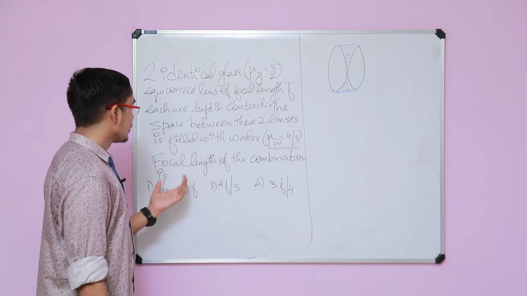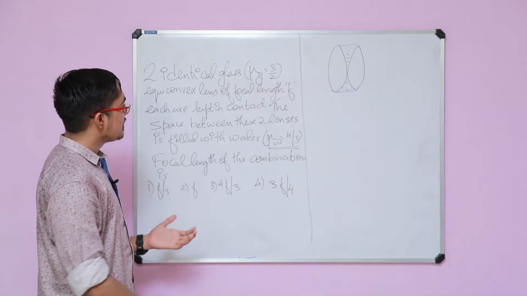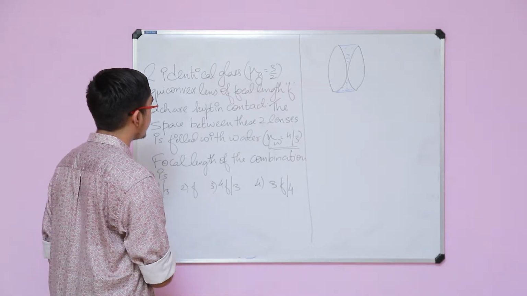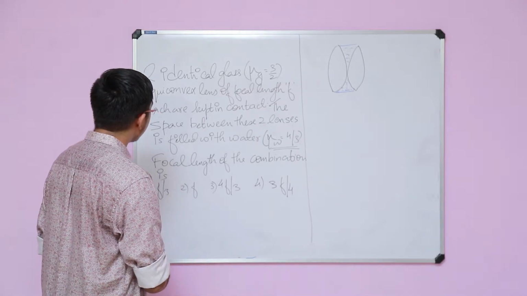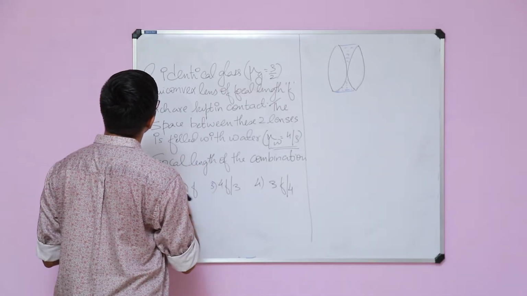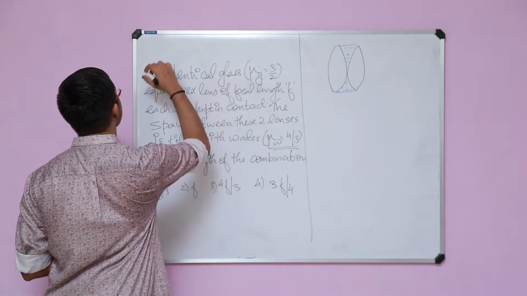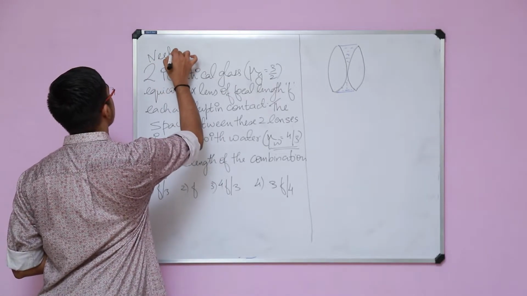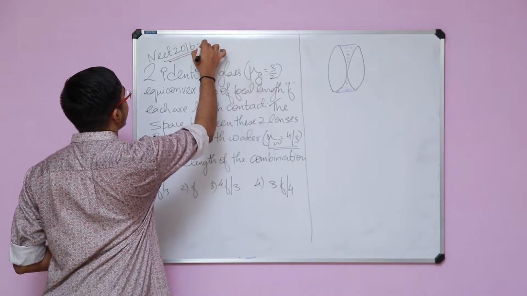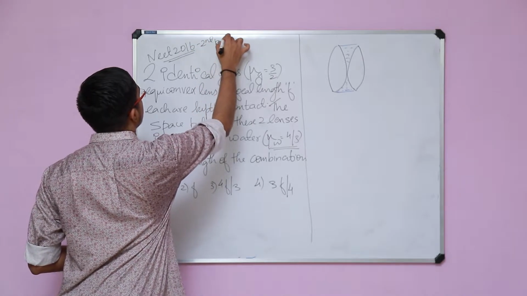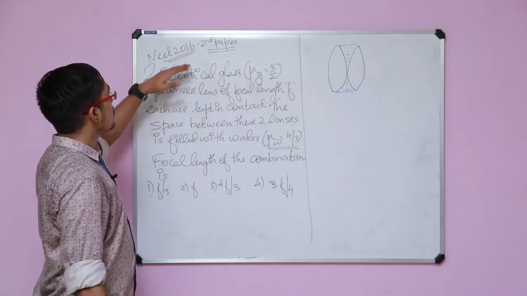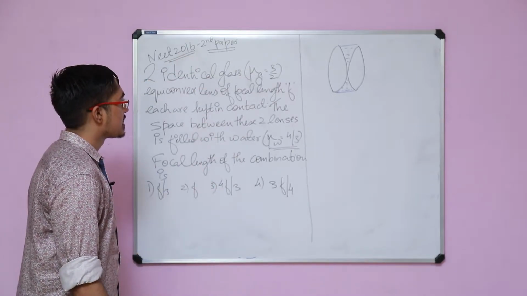The question asks for the focal length of the combination. Two types of questions were repeatedly asked in the last few years. I have taken this question from the NEET 2016 paper. I think it is the second paper. In 2016, two papers were conducted, NEET 1 and NEET 2. It was from NEET 2 that I have selected this question.